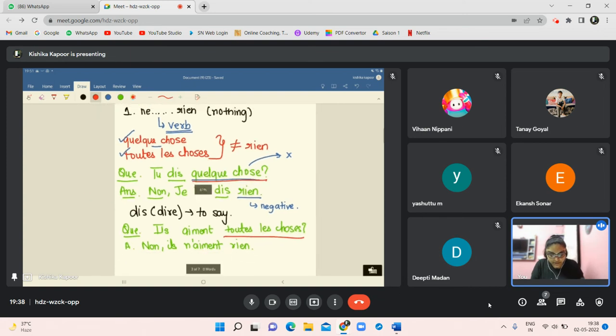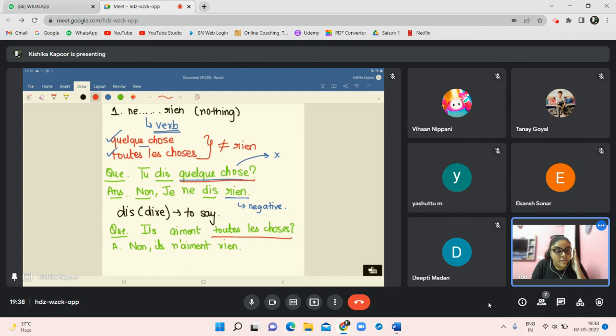Also remember the placement. It's the verb, then rien. And before the verb it's ne. And please, not even by chance, write je ne dis pas rien. Pas is completely removed with rien. There is no pas. It's going to be ne, verb, and then rien. And how are you going to know that you have to use rien? By finding quelque chose or toutes les choses in your statement or question. Is this clear? Everyone unmute and tell, please.